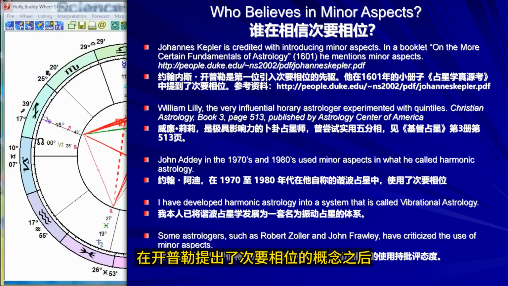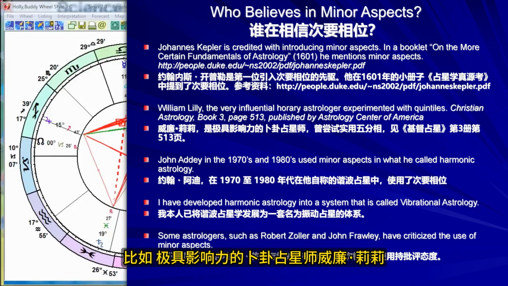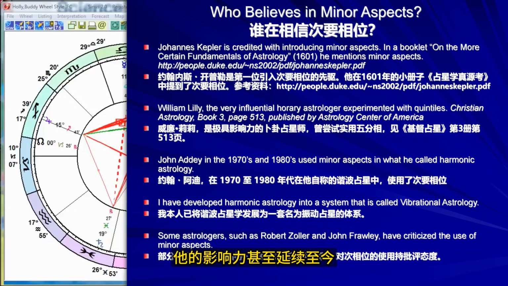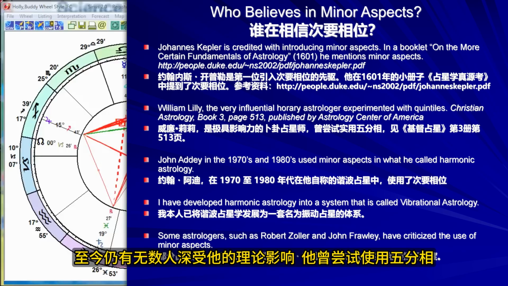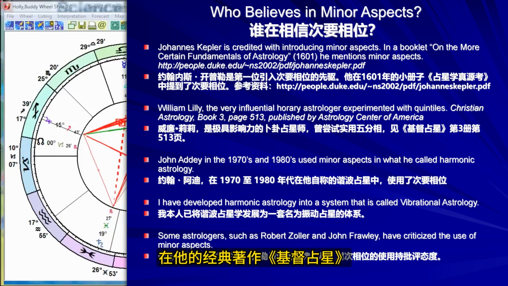Then after Kepler comes up with this idea of minor aspects, other people say, oh, that's interesting, I think I'll play around with it. So, for example, William Lilly, the very influential horary astrologer, influential even to this day, many people are highly influenced by his ideas. He experimented with quintiles. You'll see mention of it in his classic book, Christian Astrology, Book 3, page 513 in the version published by the Astrology Center of America.